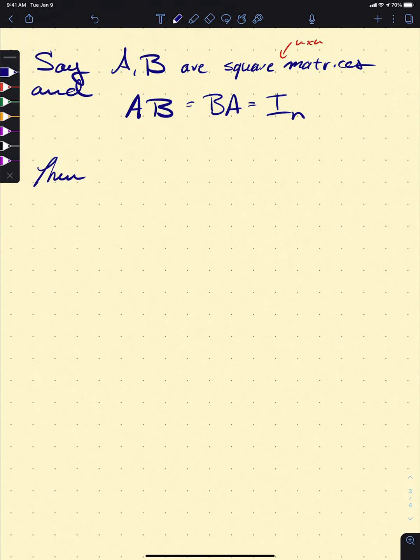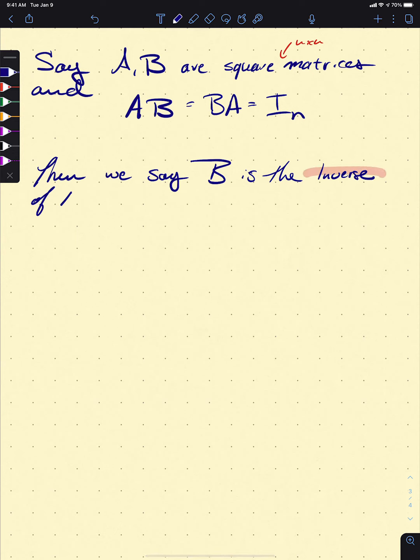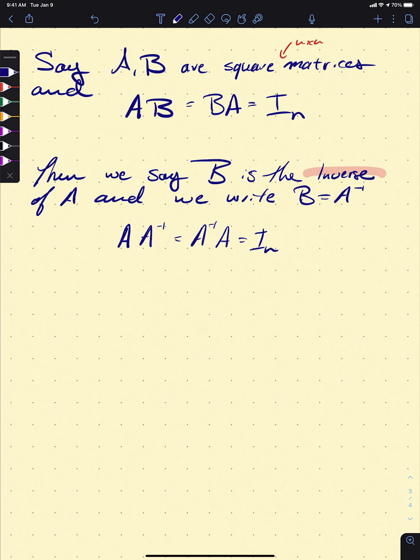We can say then, we say B is the inverse. That's our fancy word here, is the inverse of A. And we write B equals A inverse, right? And so that gives us the property that we would expect. Now it looks like the real numbers, right? A inverse A is equal to A A inverse is equal to the identity, right?